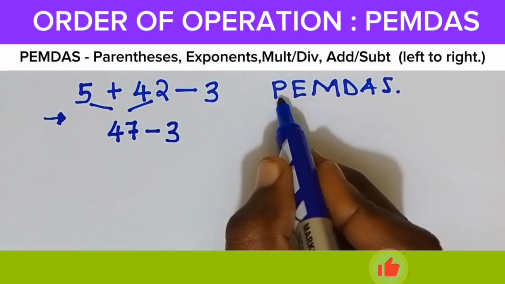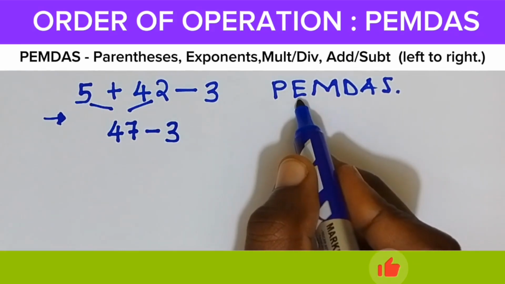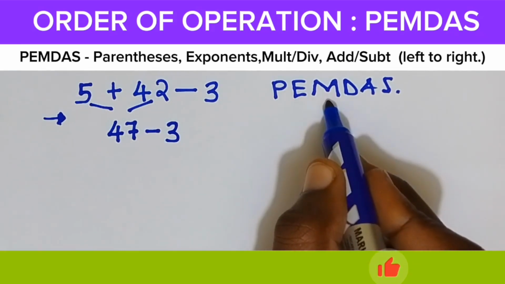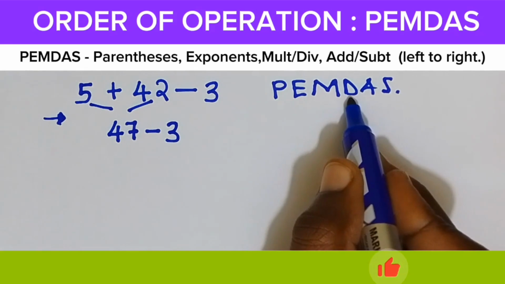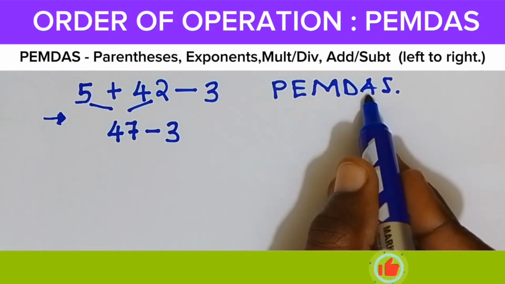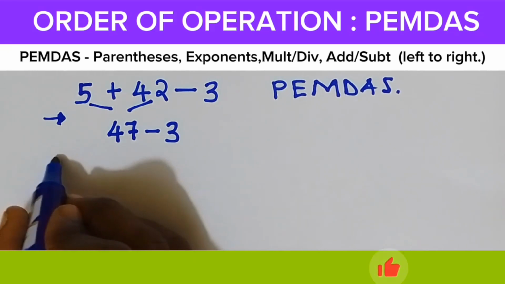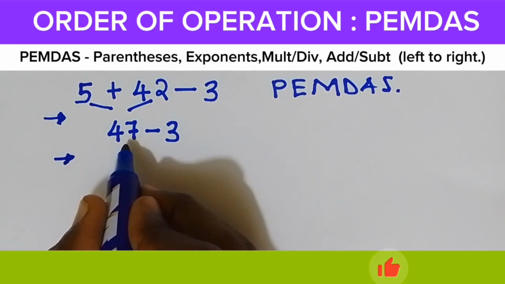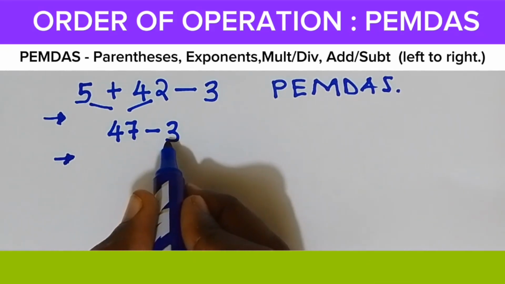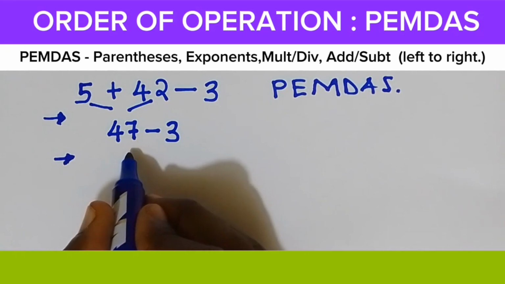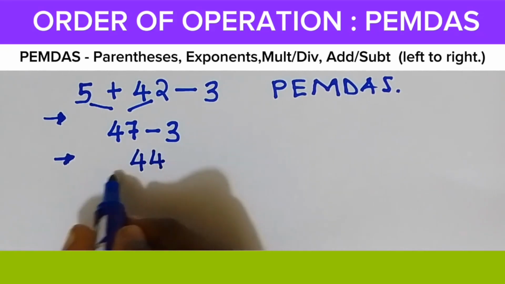Do I have any parentheses? No. Do I have any exponents? No. Do I have any multiplication? No. Do I have any division? No. Any addition or subtraction? Yes, I have subtraction here. So the direction is from left to right. That is going to be 47, take away 3, which we are going to get 44.